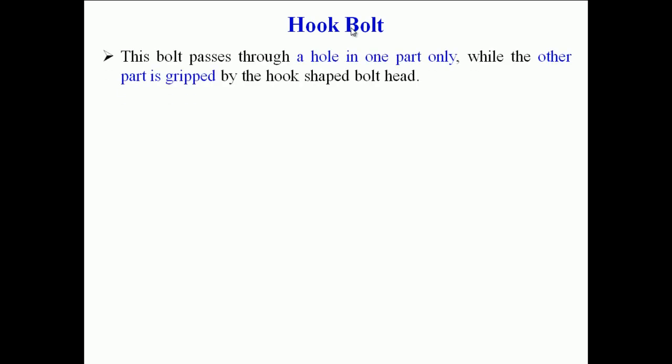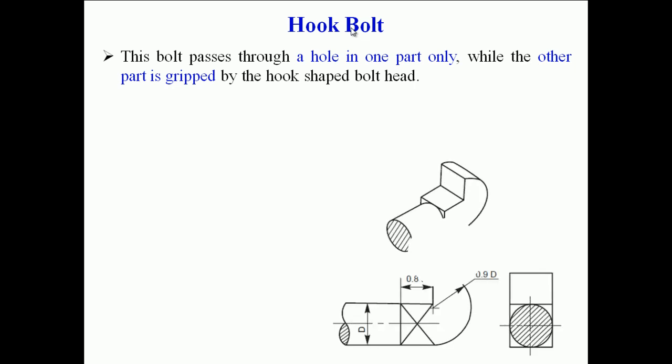Next one is the hook bolt. This bolt passes through a hole in one part only, while the other part is gripped by the hook shaped bolt head. You can see this diagram. This particular portion is nothing but a hook.